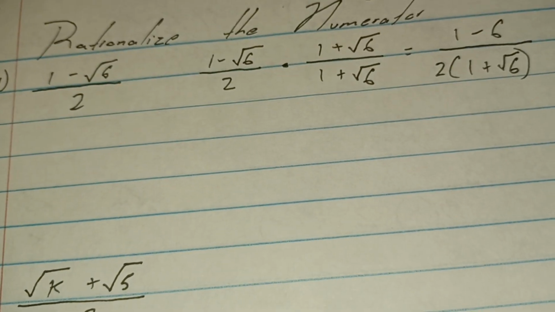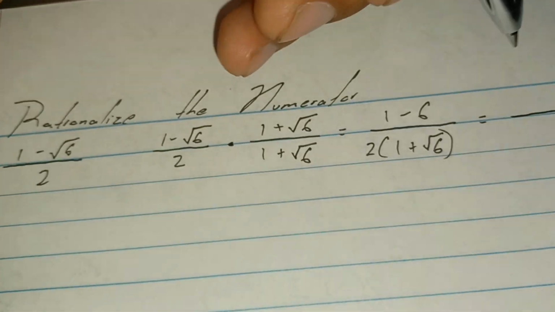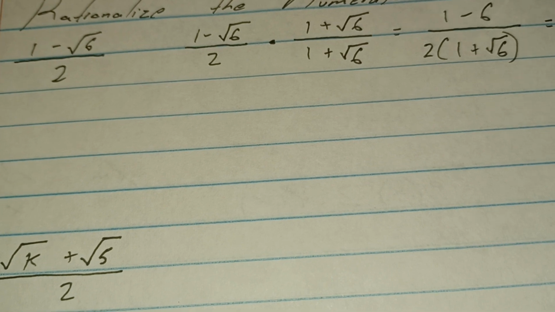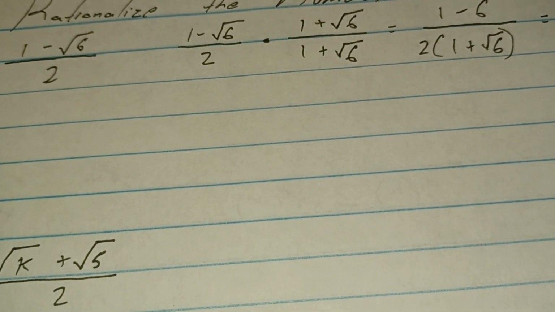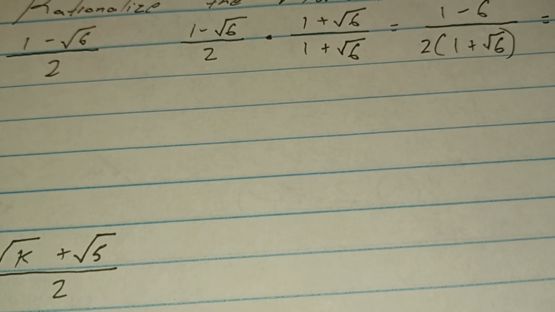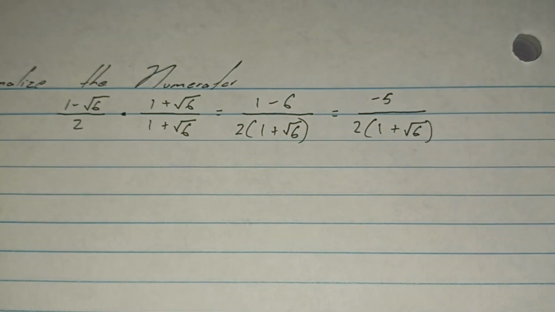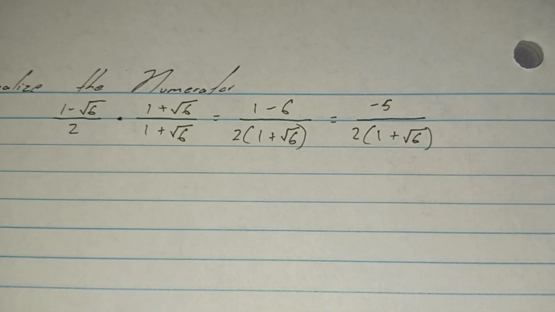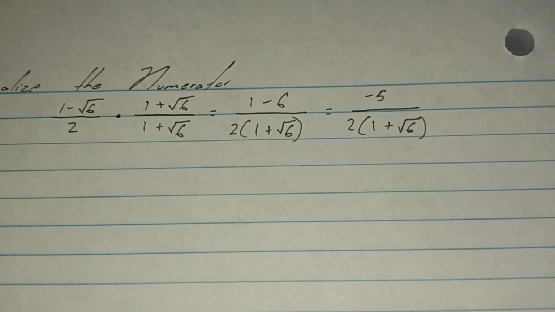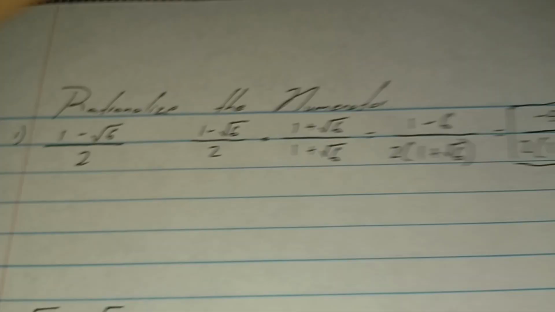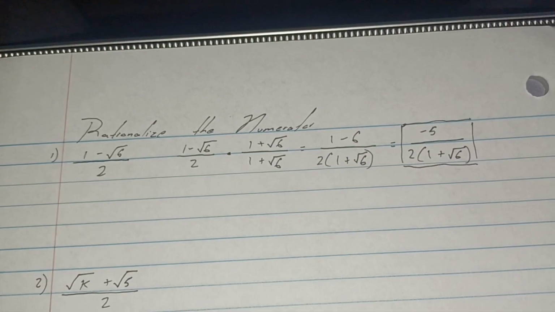And this will be 1 minus 6. That equals a negative 5, right? And then we have 2. We can distribute, but we're not going to right now. You can if you want, but there we go. So negative 5 divided by 2 times 1 plus the square root of 6. And that should be your answer for number 1. So let's go ahead and box in our answer.